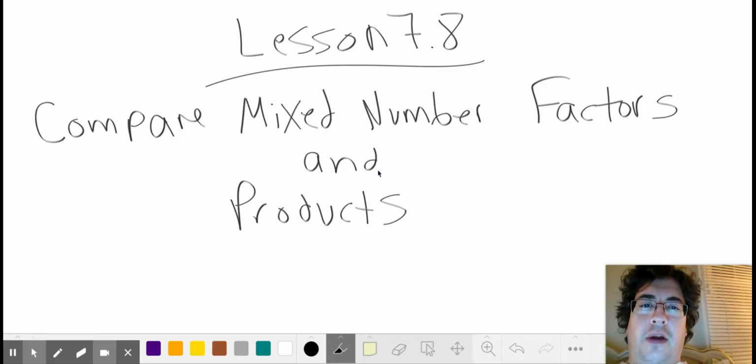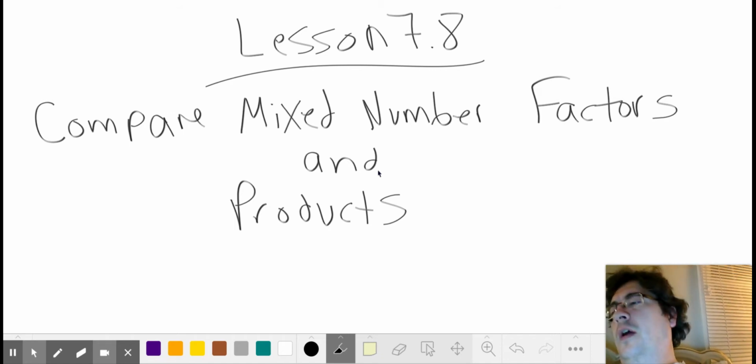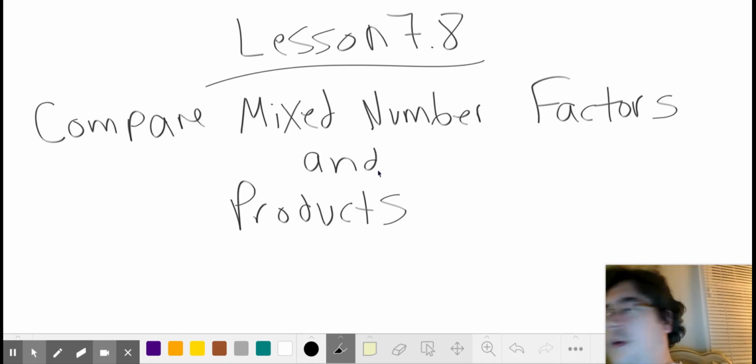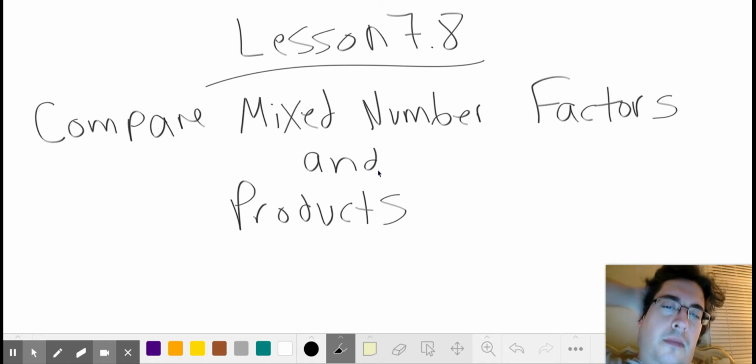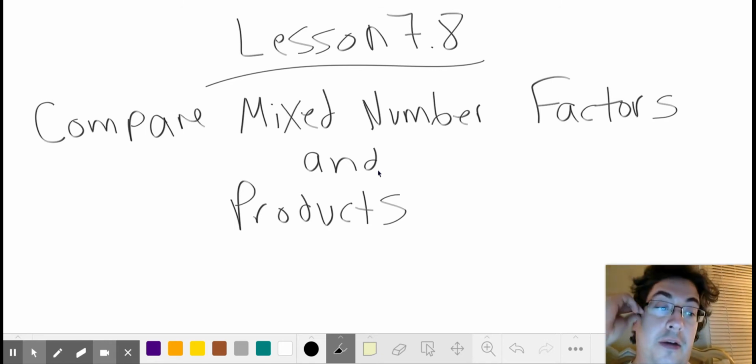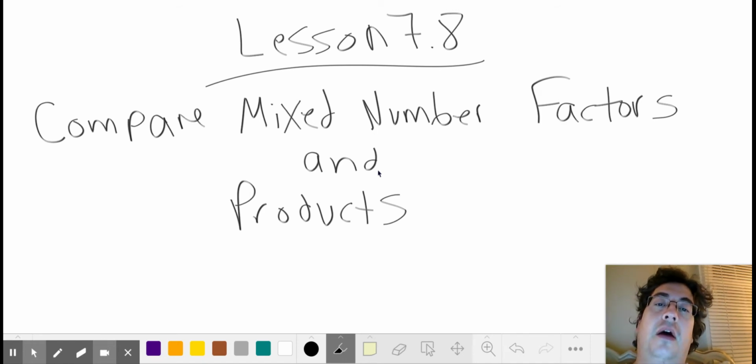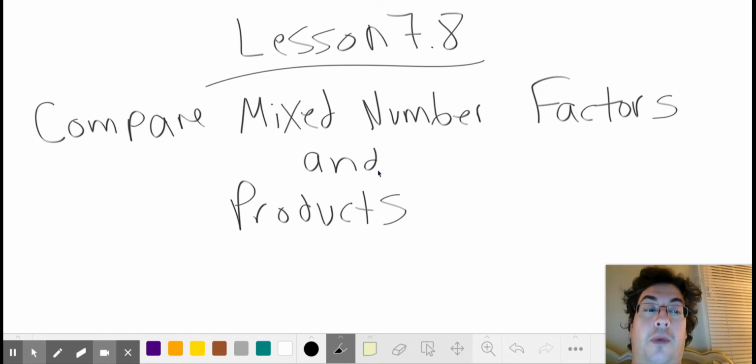Hey guys, I want to talk about lesson 7.8, compare mixed number factors and products. This lesson is very similar to lesson 7.5, where you were comparing fraction factors and products. And once again, the key here is just to identify whether or not the mixed number is being multiplied by a fraction greater than 1, equal to 1, or less than 1.